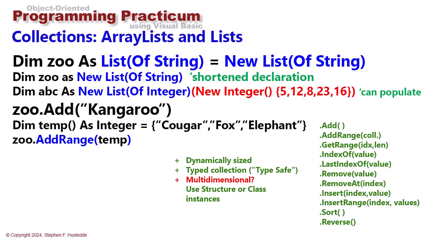We can shorten that a little bit as dim zoo as new list of string. So I can put the new in the declaration statement rather than having equals a new list of string. And we can also populate at the same time. So we can say dim ABC as list of integer, and then in parentheses new integer as an array.